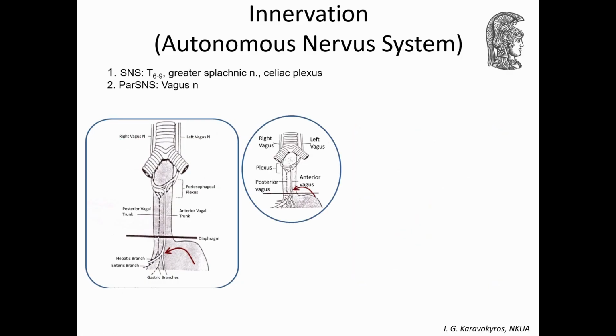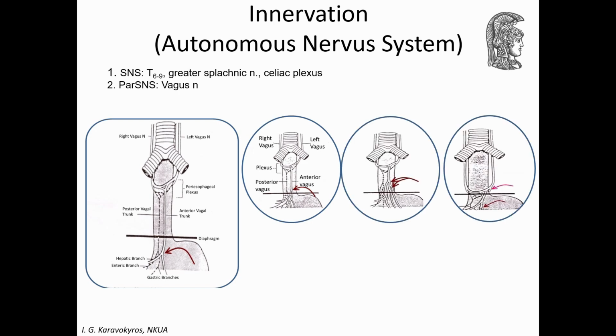In the case of a more cephalic bifurcation, 4 nerves are passing through the hiatus. Or, when the periesophageal plexus is lower, more nerves are seen in the hiatus. These variations should be taken under consideration when we denervate the stomach performing a vagotomy.